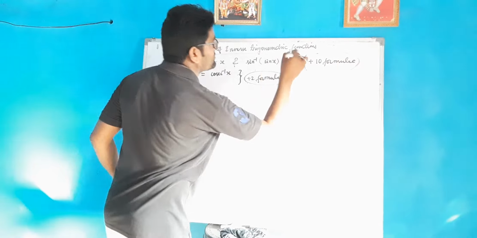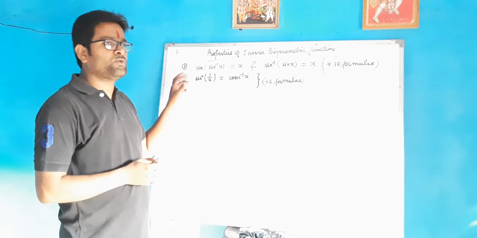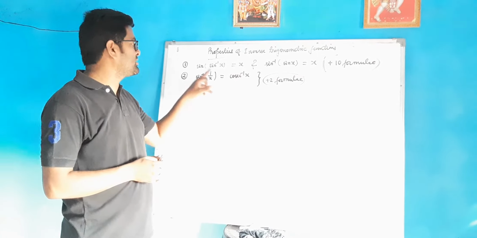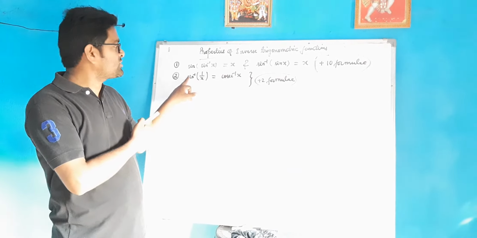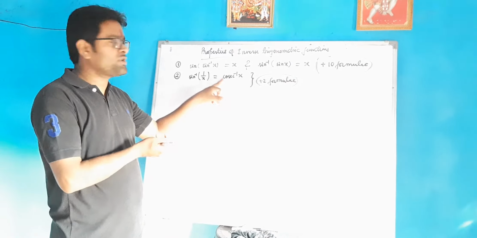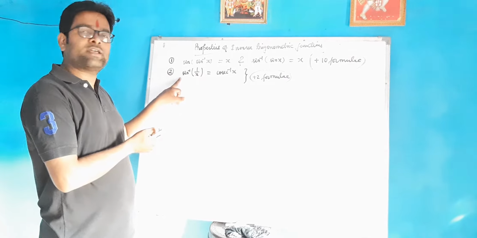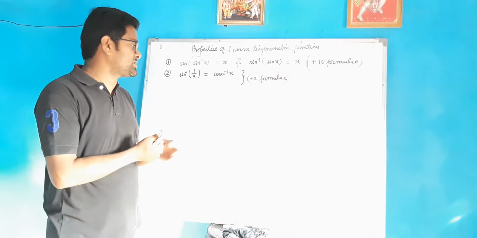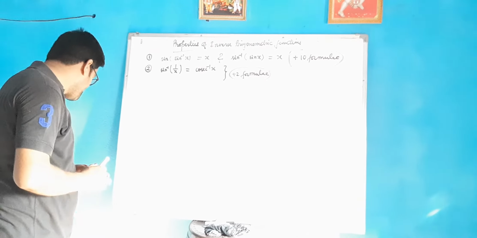Why am I doing this? Because I want to give you fewer formulae, so you can utilize your mind to remember them. For example, I have just written sine inverse 1 by x is cosec inverse x. In the same way you can write cos inverse 1 by x is sec inverse x. In the same way you can write tan inverse 1 by x is cot inverse x. So in this way 3 formulae I have removed from here.